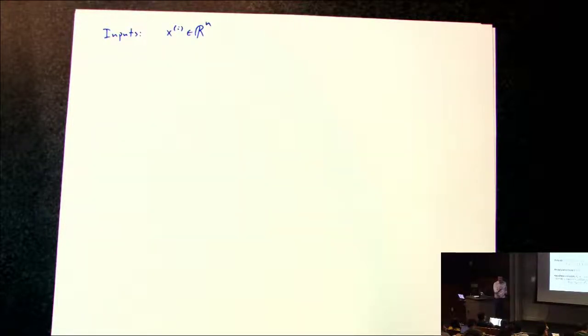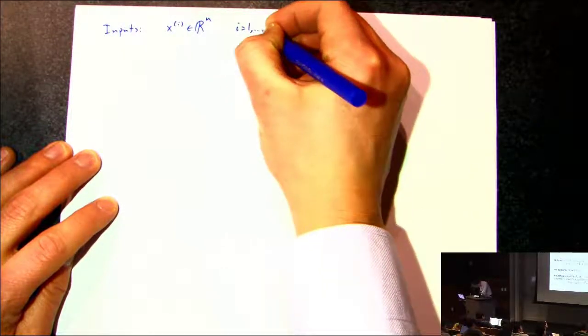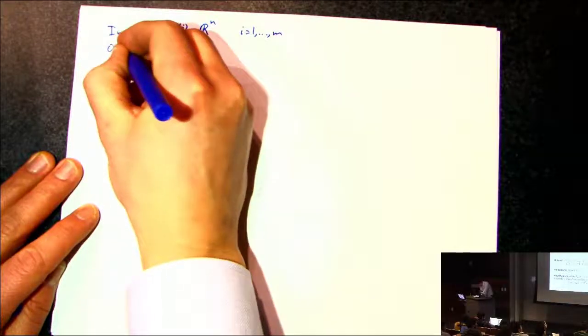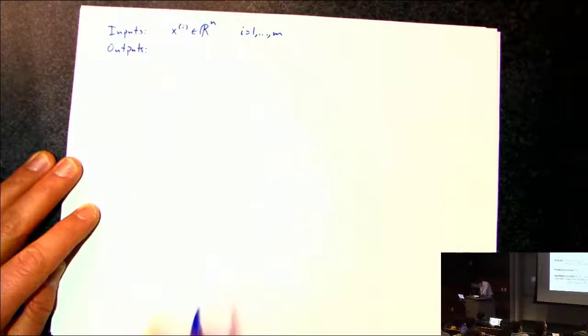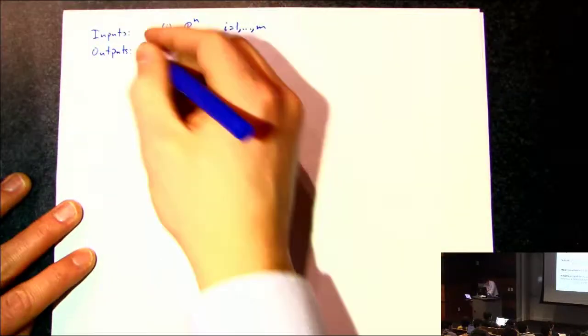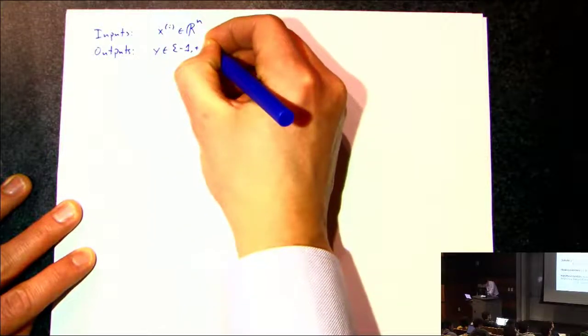And just like we did before in a linear model, we're going to have that here. So we have the inputs as before, where they're each in R^n, and there are m of these. Same notation as before. We have outputs, where here the output is no longer a real valued number. The output is, in this case, a binary number, -1 or +1.